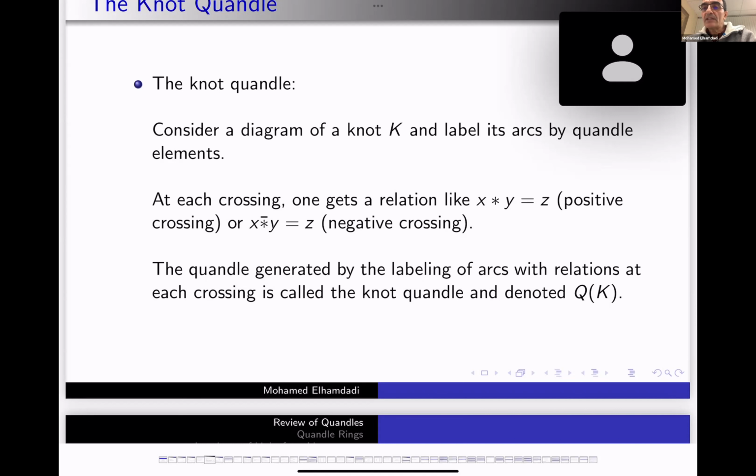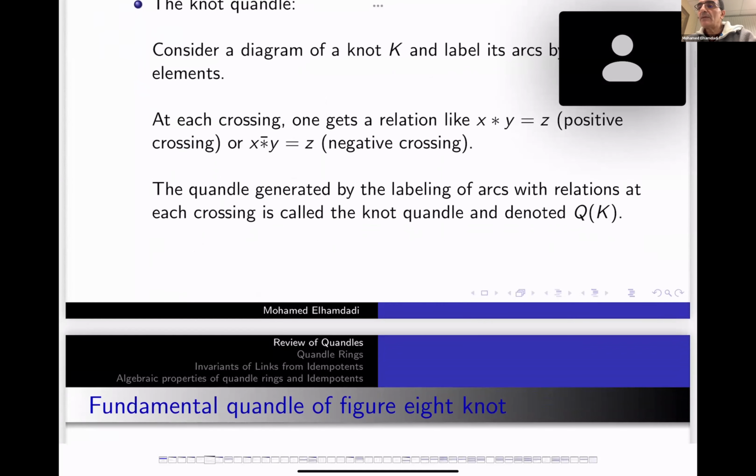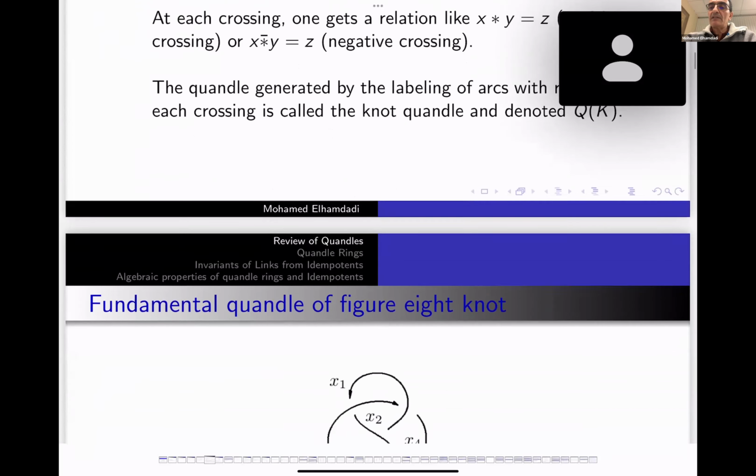If it's a negative crossing, you write x star bar y equals z. The quandle generated by the labeling of the arcs with this relation is called the fundamental quandle of the knot, or the knot quandle. Here is an explicit example.